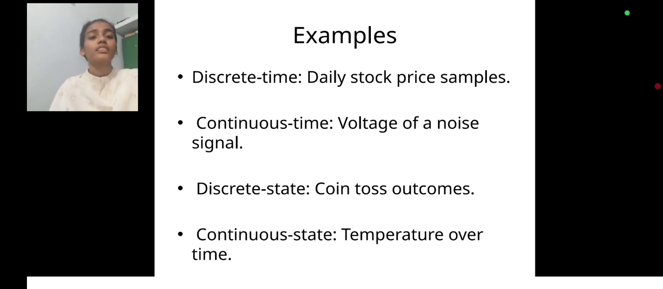Examples. An example for discrete time is daily stock price samples. Continuous time: voltage of a noise signal. For discrete state: coin toss outcomes. And finally, for continuous state: temperature over time.